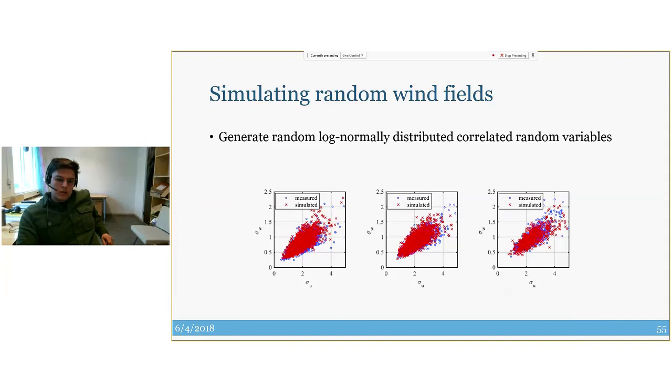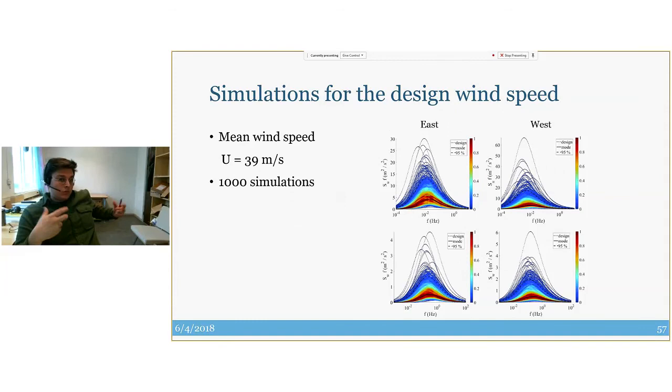So you have the same for the other parameters, and we did simulations for the design wind speed, which was 39 meters per second for the Hardanger bridge. We did 1,000 simulations, and you can see here that instead of having a single spectrum like this, which is the mode of the spectra, we represent variability. So this is for the coherence.